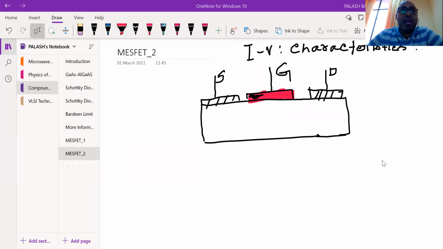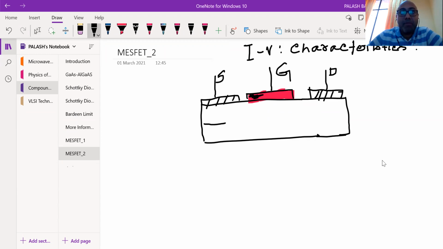So source and drain are ohmic contacts, that we know, and the gate is called a rectifying contact. Why a rectifying contact? If you refer to our last day's discussion, we had to close this junction, and to close this junction you need a reverse bias so that the depletion region can extend and close this part.